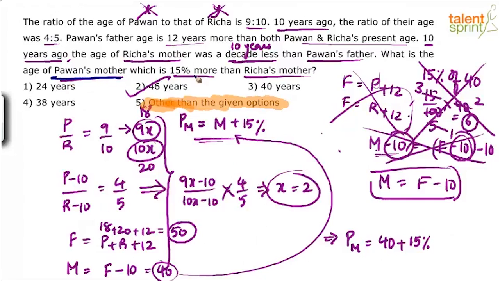He has said that Pawan's mother's age is 15% more than Richa's mother's age. Look at this equation. Basically, this is what I'm saying. You're able to follow? Pawan's mother's age is 15% more than Richa's mother's age.